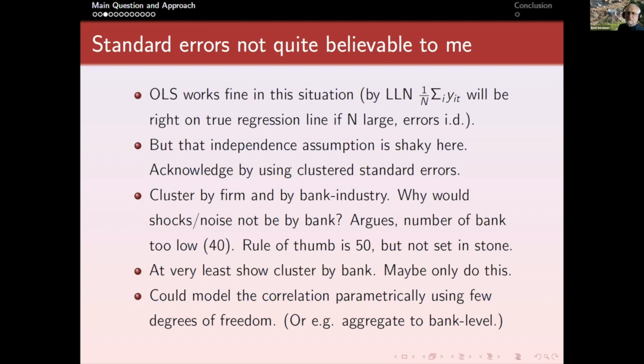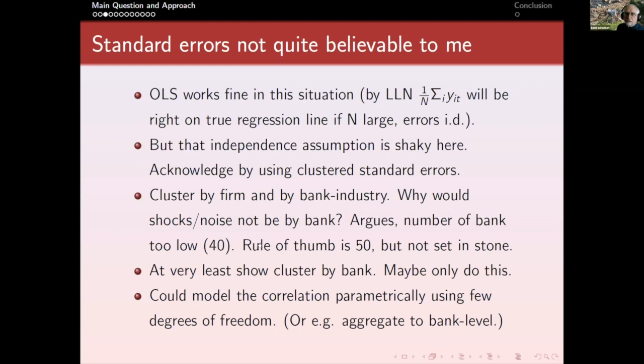There's a somewhat weak argument, I think, that there's some rule of thumb, but people sort of at least used to misunderstand clustering, right? As you need the number of clusters to go to infinity. So there's a rule of thumb, about 50, right? But I mean, that's just a rule of thumb. So I'm usually happy if I have 40 clusters. And there are 40 banks here, so that's really what you should do. And I don't know what's going to happen to the standard errors, but at the very least show the clustering by bank. And I would actually argue that that's the only thing you should show.